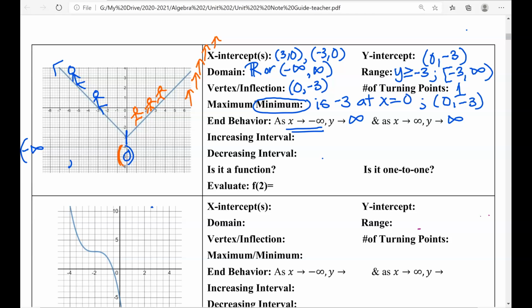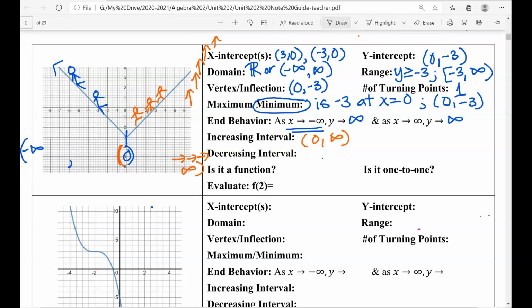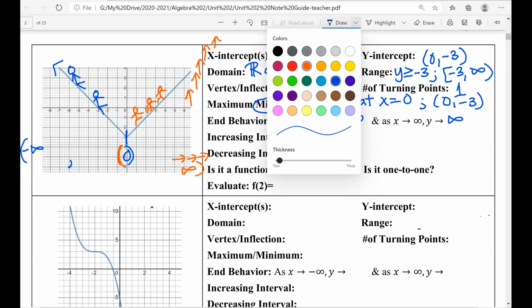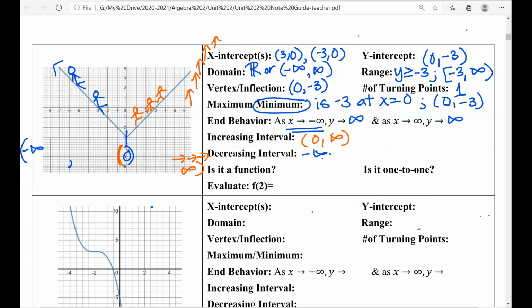Remember the vertex, usually the max or min or the turning point, is when it starts the increasing interval or when it ends. It increases from 0, and because x keeps going and going to the right forever, it ends never at positive infinity. So increasing is from 0 to infinity, and decreasing is where you could slide down from -infinity to 0, just like that. And again, increasing and decreasing is super difficult, as well as end behavior.